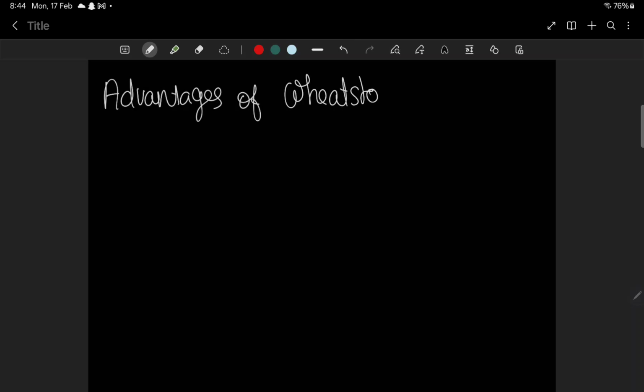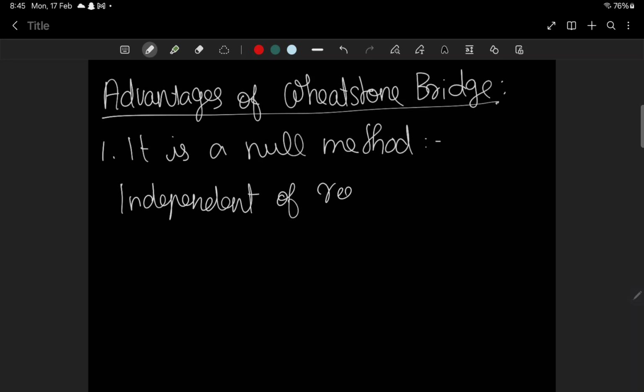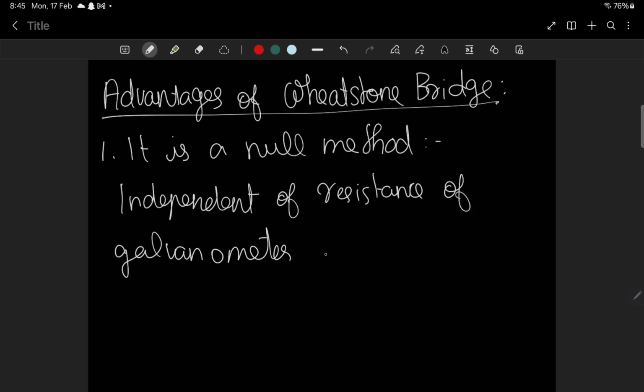Now the last part of this lesson, the last piece of the current electricity chapter, is some advantages of the Wheatstone bridge. First one is, it is a null method. That is, it is independent of the internal resistance of the cell and the resistance of the galvanometer.